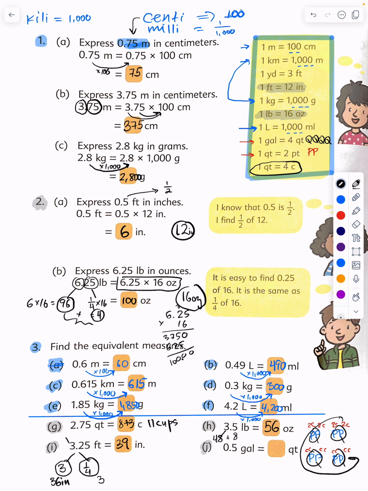And finally, half a gallon. Well, look at our kingdom of gallons. 1 gallon is 4 quarts and half a gallon is just 2 quarts.